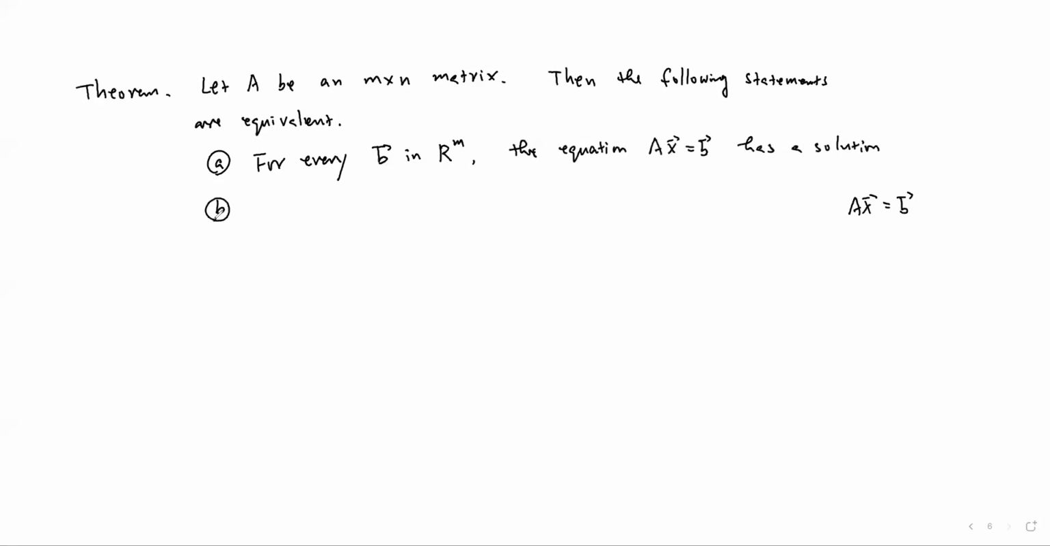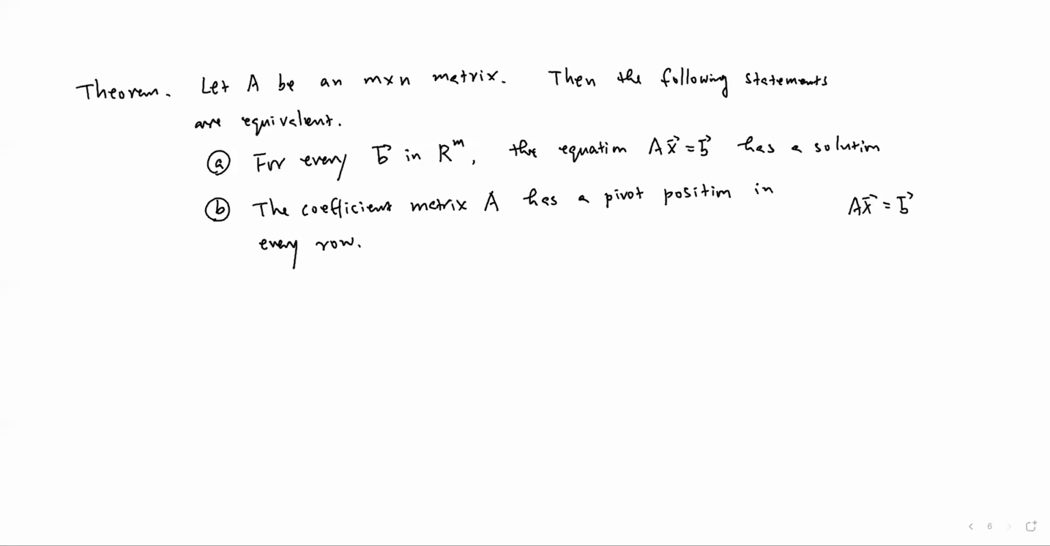Statement 2: The coefficient matrix A should have a pivot position in every row.